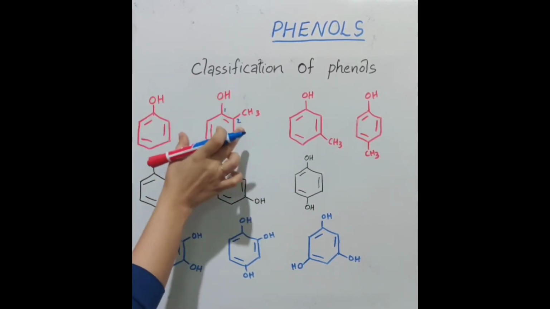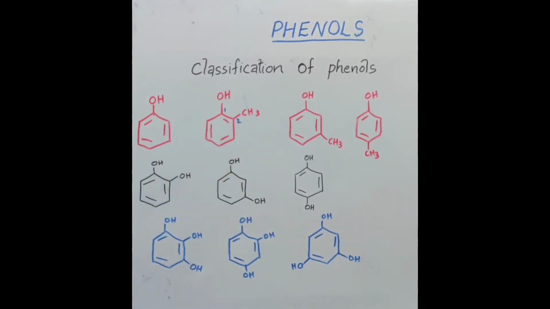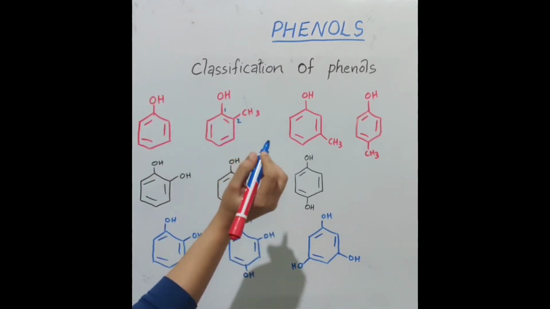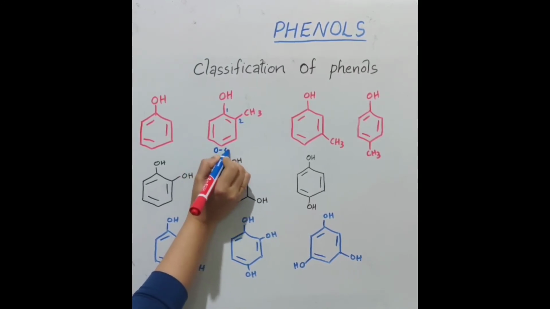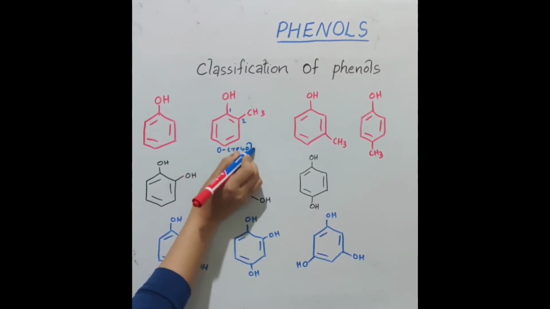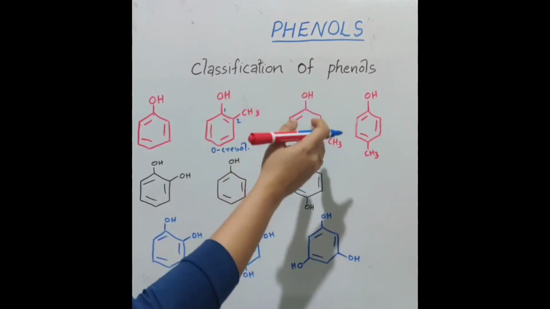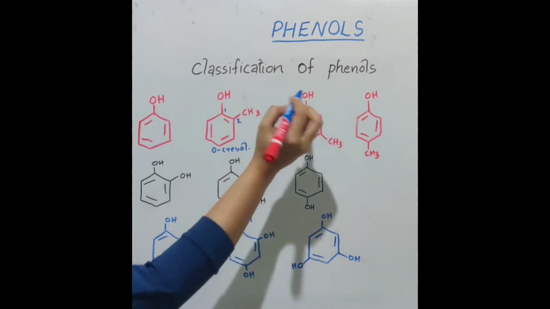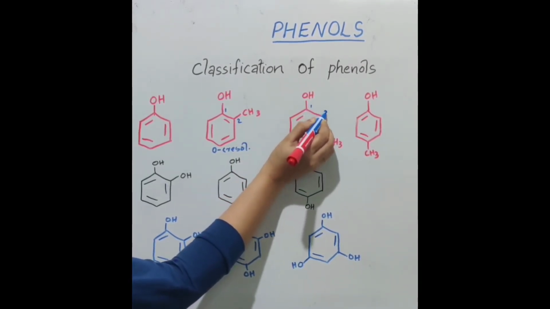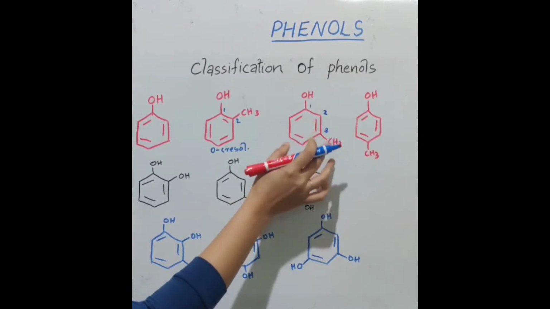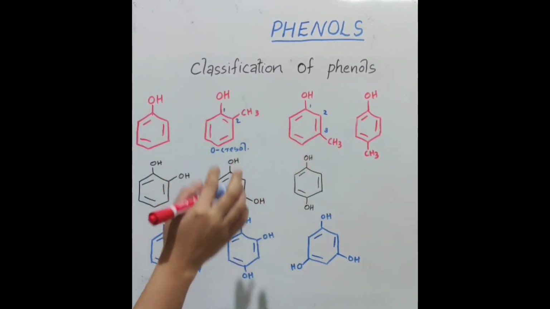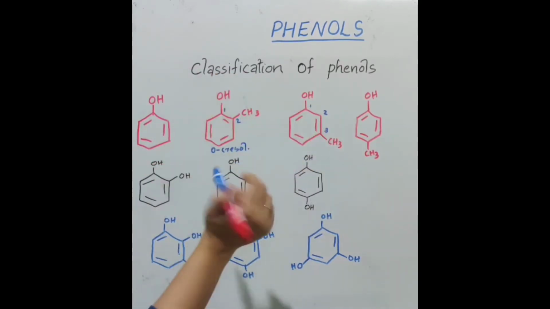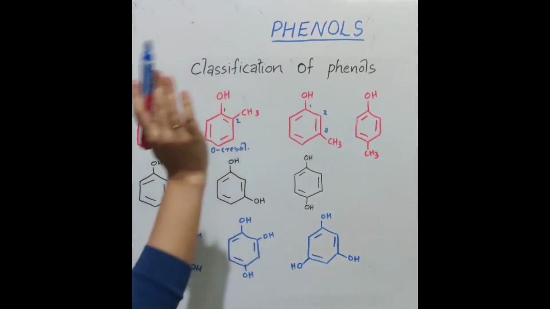And the common name of this is orthocresol. Next one, we number it 1, 2, 3. In the IUPAC nomenclature, that is 3-methyl phenol.